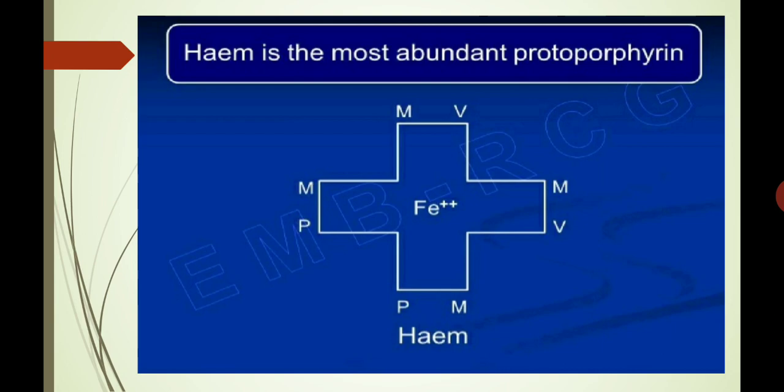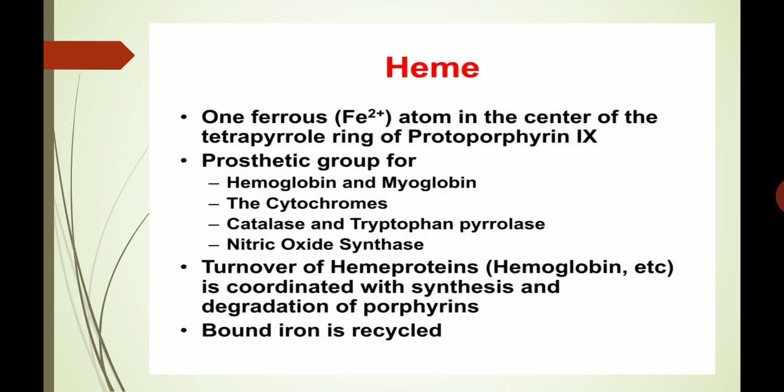I had discussed in my previous lecture that heme is the most abundant protoporphyrin. Here I have represented the heme porphyrin as suggested by Fischer. Now what is heme? One ferrous atom in the center of the tetrapyrrole ring of protoporphyrin IX, the prosthetic group for hemoglobin and myoglobin, the cytochromes, catalase and tryptophan pyrrolase, nitric oxide synthase.